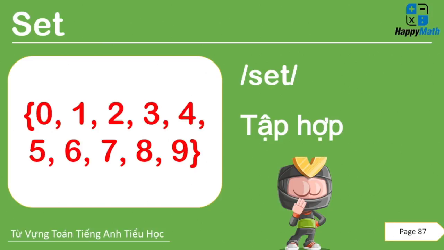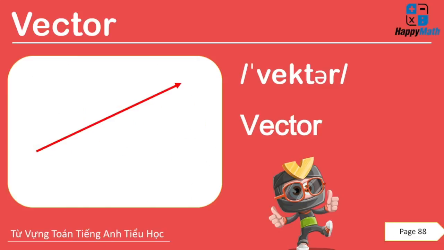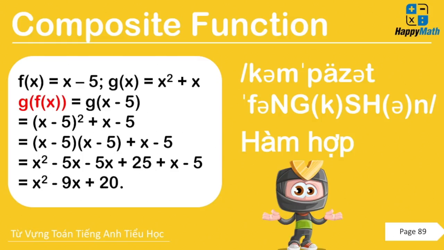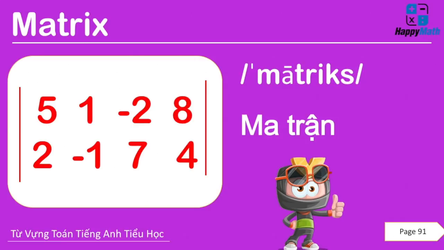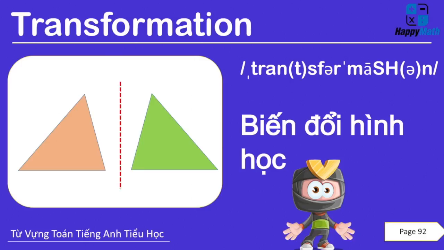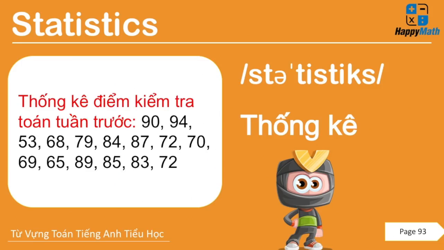Set. Vector, like direction. Composite function. Quite complicated when you learn it. Inverse function. A little bit harder than composite function. Transformation. Some examples of transformation are reflection, enlargement, or translation. Statistics.